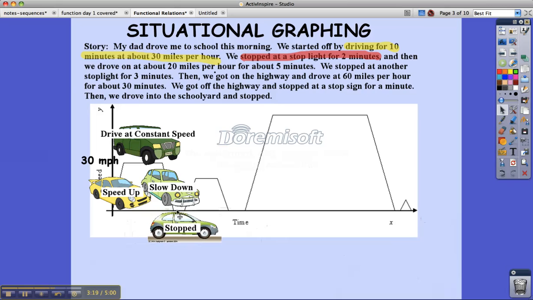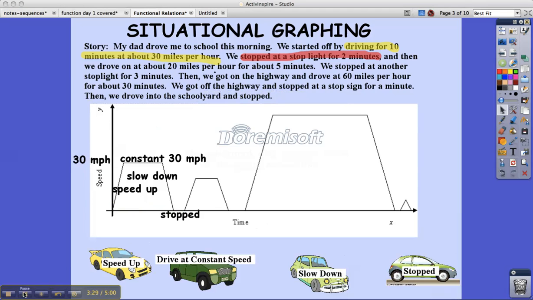Why is this stopped when this is driving at a constant when they look the same? They're just straight across. So pause the video and think about, why do you think that is? So hopefully you have this already. So if you didn't already think about it, pause this again. Remember, this is us speeding up, driving at a constant, slowing down, and then stopped.